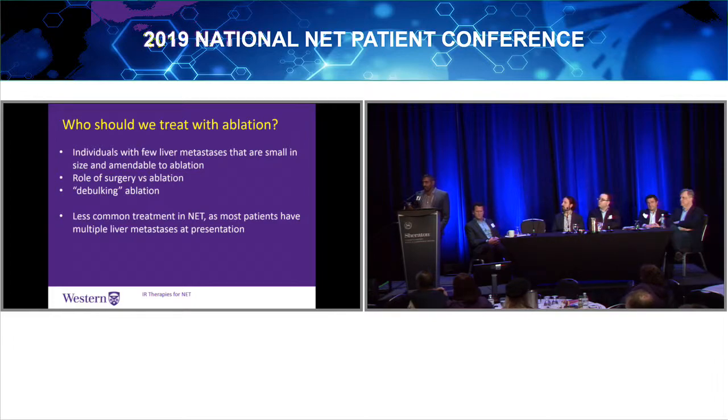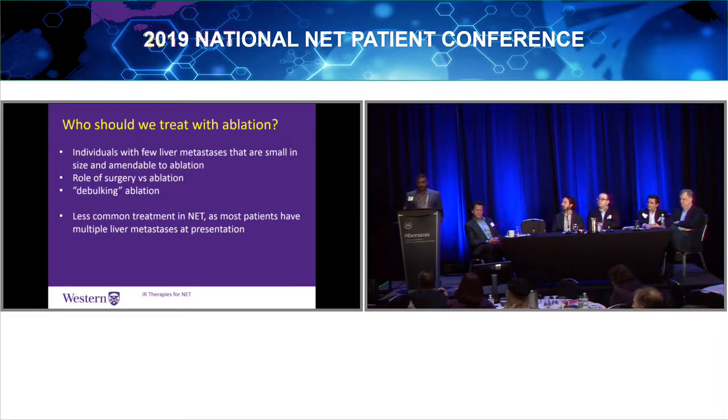Who do we really treat with ablation? Ideally we would treat people that have very few liver lesions that are small in size and amenable to treatment. We work in a multidisciplinary environment, and we try to evaluate whether patients are a candidate for surgery, because even though in the neuroendocrine world I don't know if we have data to say that surgery is better than ablation in all comers, we will certainly push people to have surgery if they're candidates, because surgery ideally will debulk and achieve potentially longer-term disease-free outcomes.